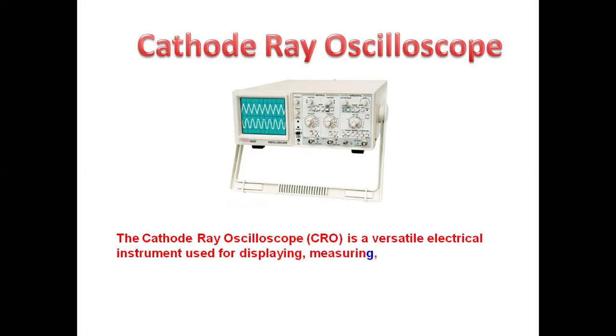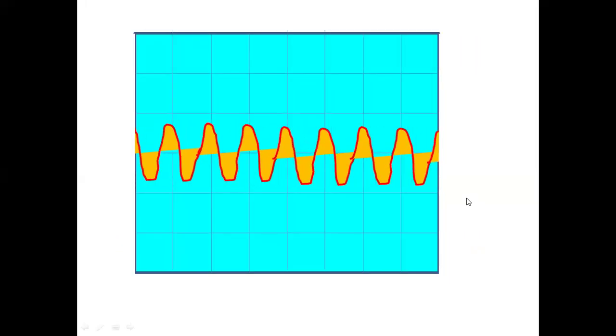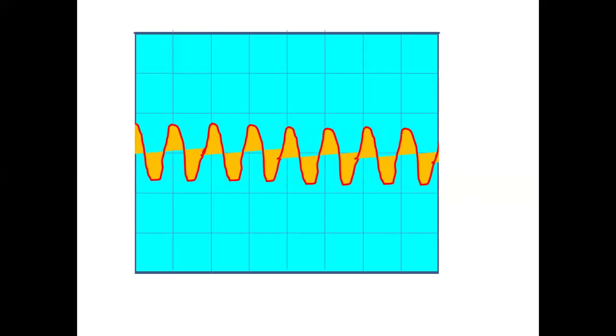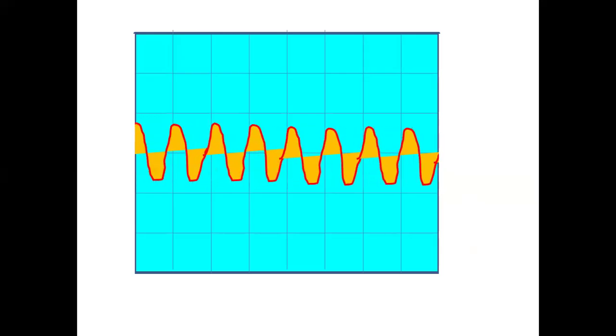It is a versatile electrical instrument used for displaying, measuring, and analyzing waveforms and various other electrical phenomena. It functions as a fast XY plotter, displaying input signals versus time or other signals. We can find out the frequency of the wave, the amplitude, voltage, etc.